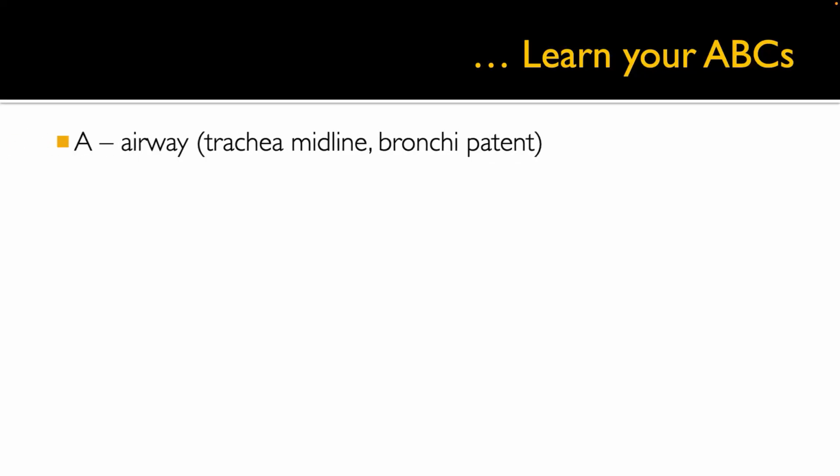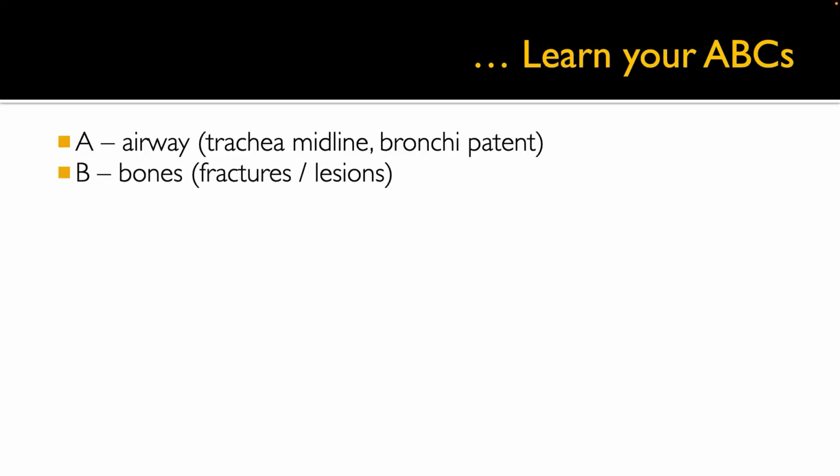So how do we do our ABCs? Well, the first one is our airway, like everything else. Is the trachea midline? Do you see the bronchi? Our bones: do you see any fractures, lesions? You should be able to count your ribs from that aspect. The humerus, the clavicles, the scapula, and then you can even see some of the cricoid cartilage or the trachea going up higher.